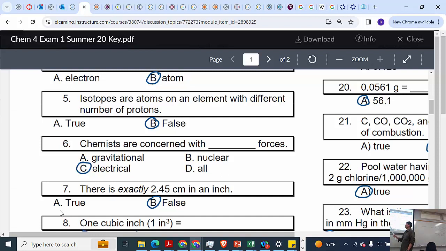Nuclear chemists completely ignore electrical forces. It turns out electrical forces are the most important. Do you remember the law for this? Starts with a C, end of chapter 2. Coulomb's law. So you might know a little bit about Coulomb's law. You don't have to do any calculations with it, you just have to know it qualitatively. But electrical forces are the most important. So if I said chemists are most concerned with, it would be C for sure.